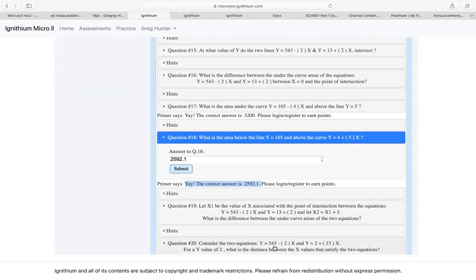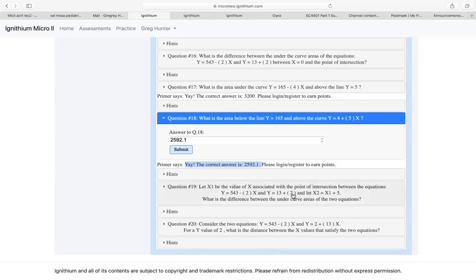Okay, I understand that, but what about the other part, the x2 equals x1 plus 5? Okay, but look at the question. Let x1 be the value of x associated with a point of intersection. So between these two equations, y is equal to 543 minus 2x and y is equal to 13 plus 2x, there'll be a point of intersection, right?